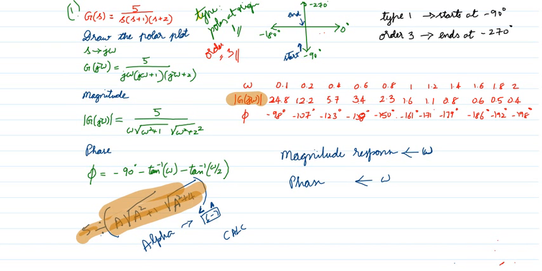Right. What about the phase angle? It is minus 90 degree. Ensure you are using degree mode in your calculator, right? Minus tan inverse of, what is there in place of omega? I have to put tan inverse of alpha A minus tan inverse of alpha A divided by 2. Calc, you put the values 0.1, minus 98.